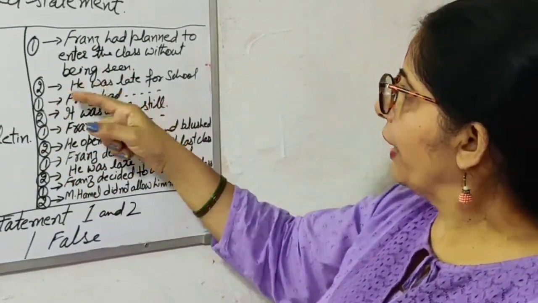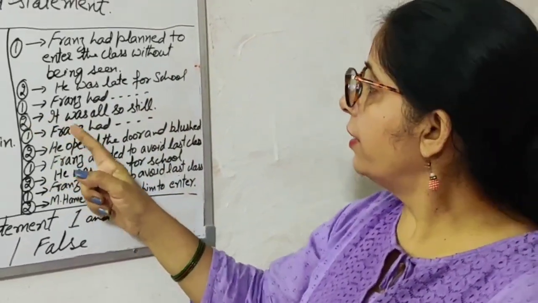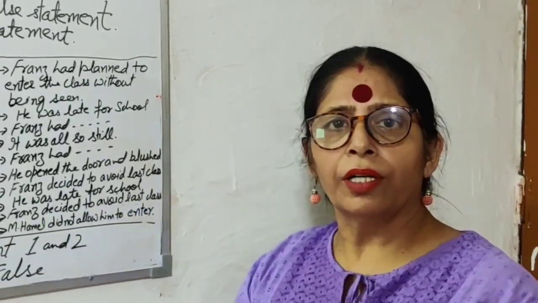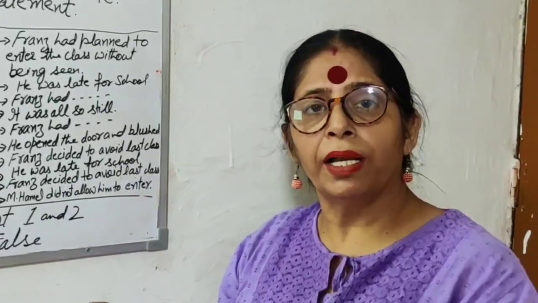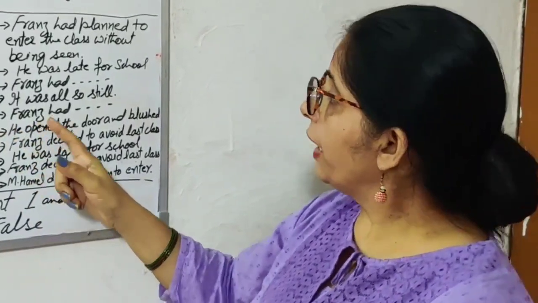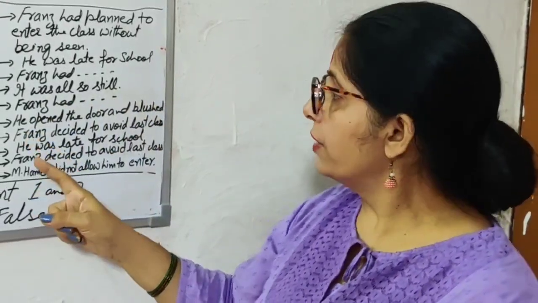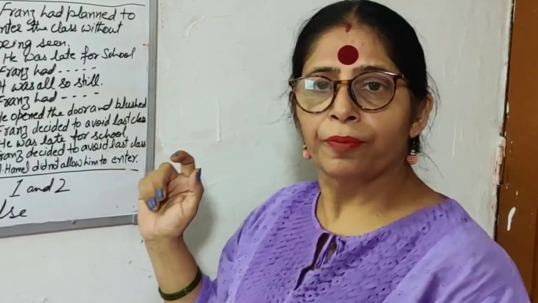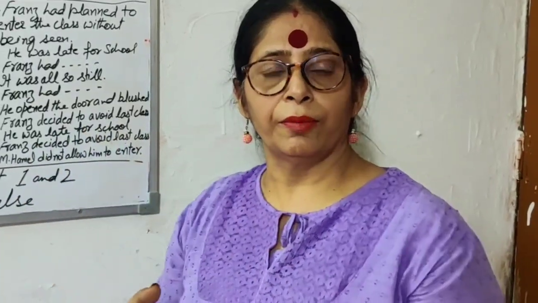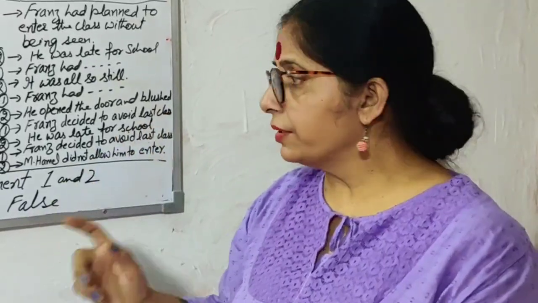Then again, France had planned to enter the class without being seen, and statement 2 is it was all so still. Again wrong. It is not that it was so still, okay, and that's why he had planned. No, he had planned because he was late. So both are wrong. Then another example, France had planned to enter the class without being seen, and statement 2 is he opened the door and blushed. Okay, he opened the door and blushed. Is it true? Blushed because he was seen by everybody. But this is not the correct explanation of his reason to enter without being seen.